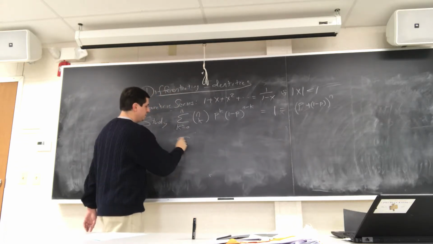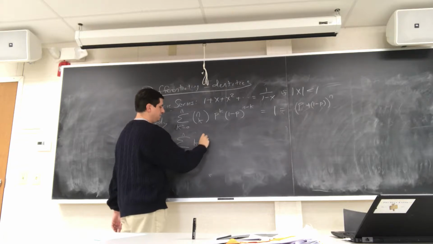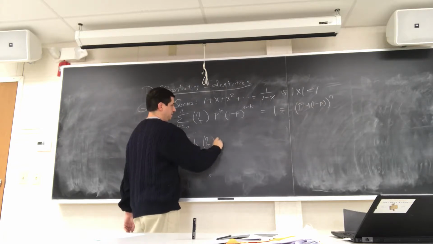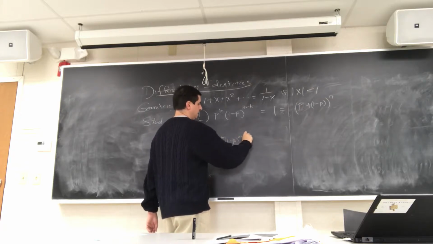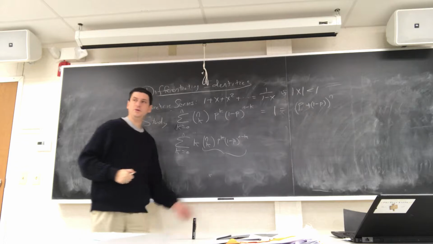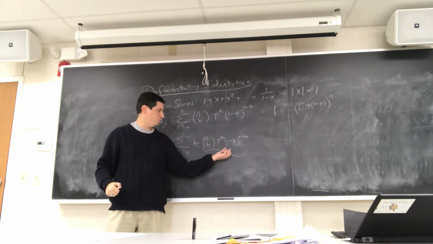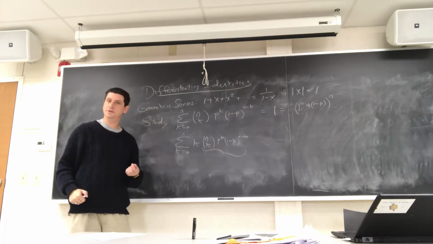I might want to study the sum k goes from 0 to n of k, n choose k, p to the k, 1 minus p to the n minus k. This is the probability of a binomial random variable. It's the probability if I have a coin of probability p of getting heads, I have exactly k heads and exactly n minus k tails in n tosses. So this would be the mean.